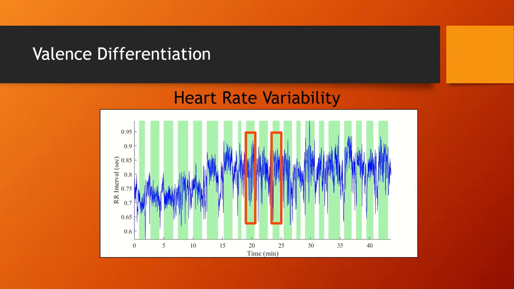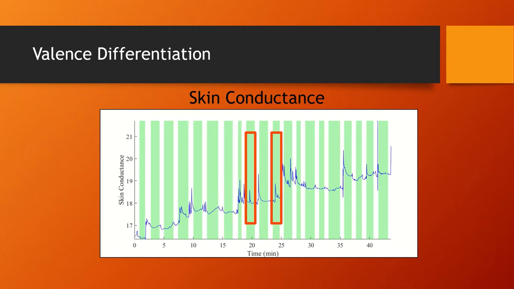The box on the left was when the subject laughed, while the box on the right is when the subject jumped when they were scared. As we can see in both cases, the heart rate increased for both high arousal states. The skin conductance also showed a spike in both instances.